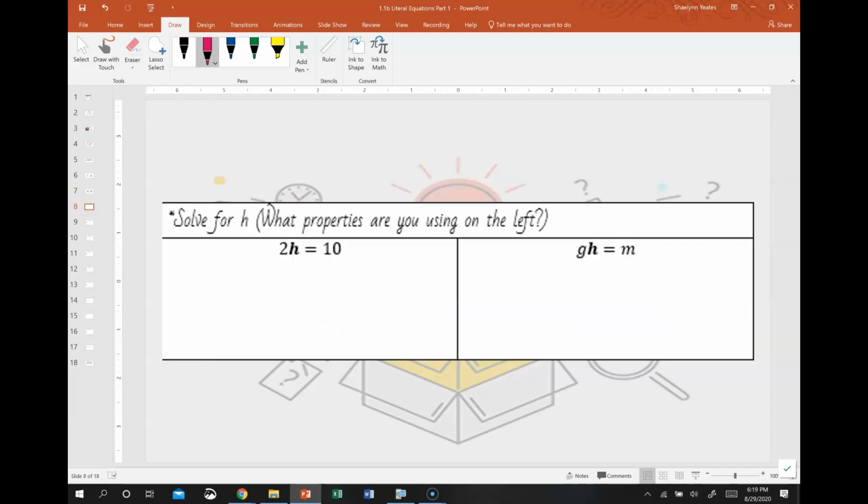All right? Okay, so right here we are going to solve for h. And notice on both sides we've got different things going on. So here we would divide both sides by 2, because this is 2 times h. And the 2's would cancel out and we'd be left with h equals, and 10 divided by 2 is not 10, it's 5. 10 divided by 2 is 5. All right, let's do the same thing over here. We're going to divide both sides by what is not h, which in this case is g. And we have h equals m over g. We just divided on both sides.